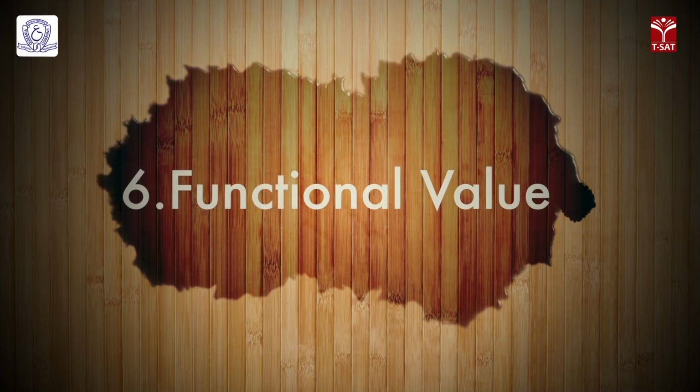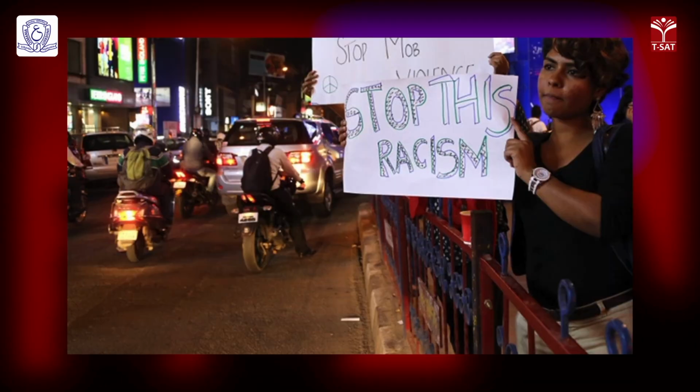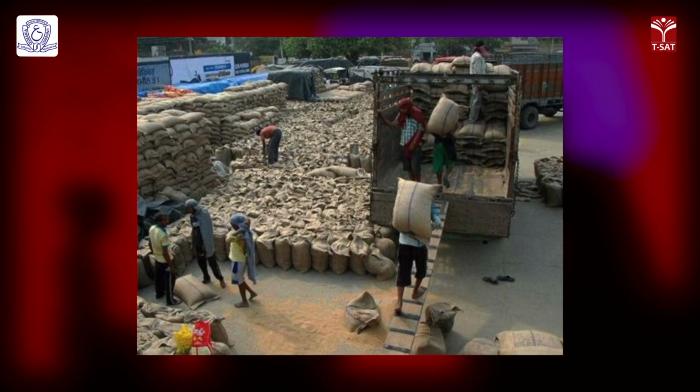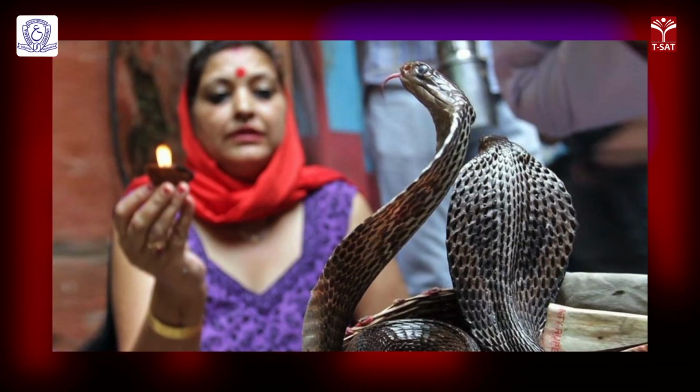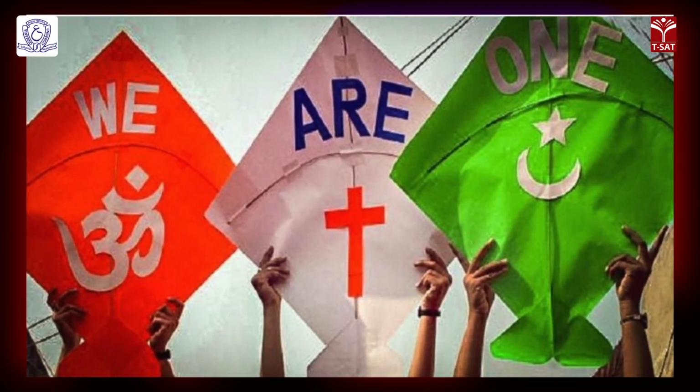Sixth, the functional value. A social problem, though disintegrative, has functional value since its cure leads to social progress and social development. India is facing a large number of social issues such as caste system, racism, child labor, labor problems, illiteracy, gender inequality, superstition, communalism, and many more. Social issues, if not solved, can lead to violence and anarchy.